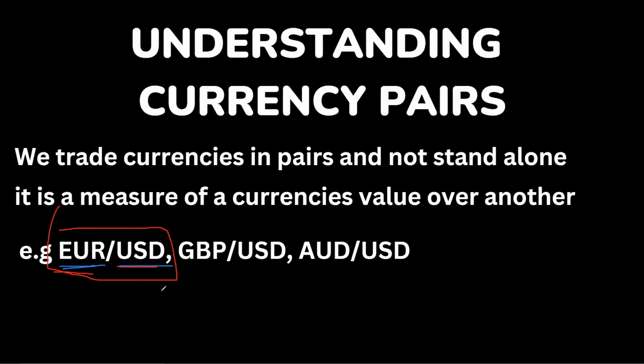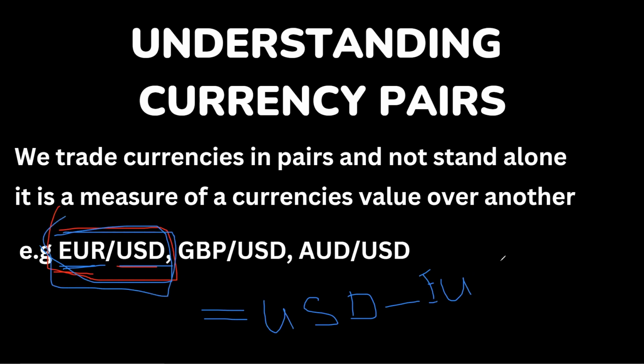To explain that properly, let's say you want to buy EUR/USD. It means you're going to a market with your dollars to buy euros. So you're using dollars to exchange for euros, right? And if you're selling, it basically means you are selling your euros to buy USD. I hope that makes sense.